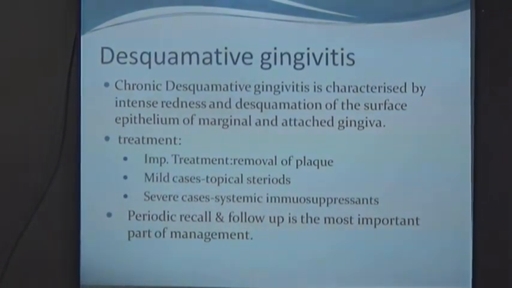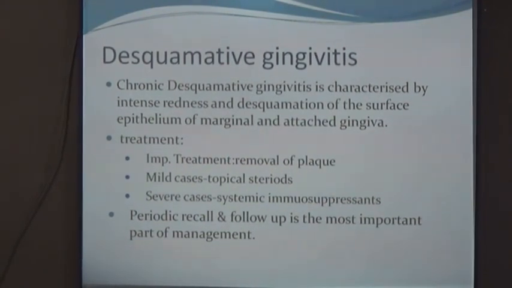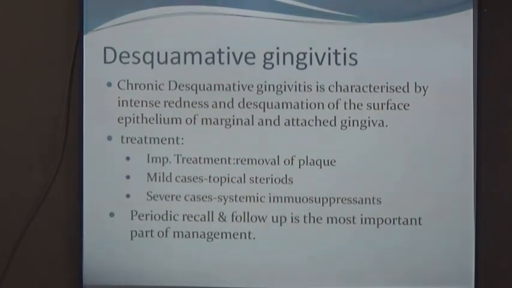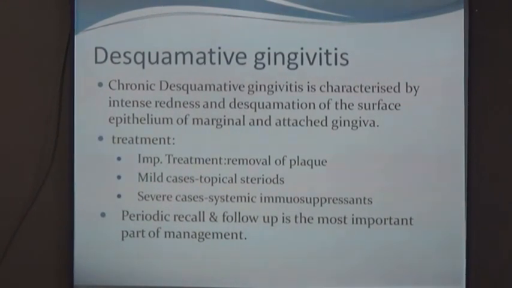See, chronic desquamative gingivitis is characterized by intense red and desquamation of the surface epithelium of the margin and attached gingiva. Treatment will be removal of the plaque and topical steroids, and in severe cases systemic immunosuppressants. And periodic recall and follow-up is the most important part of the management.